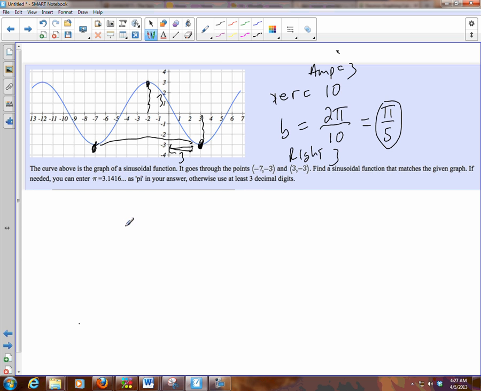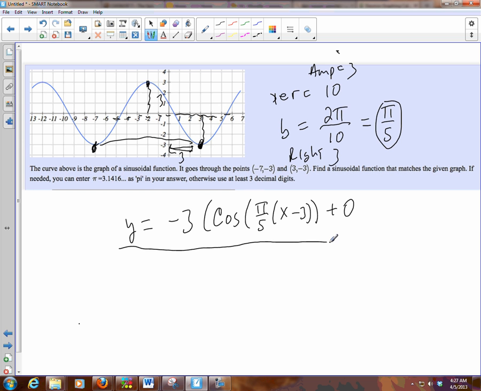So to do this, f of x, or y, equals -3 times the cosine. Now I've got to do this as pi over 5 is going to be the b number, minus 3 gives me the shifted right, and this isn't shifted up or down. The midline is right along the x-axis, so I don't need to have a plus anything. It'd be 0.